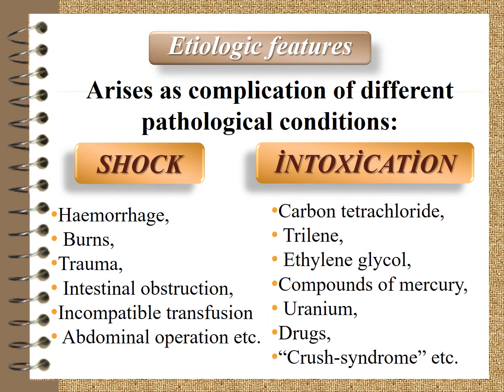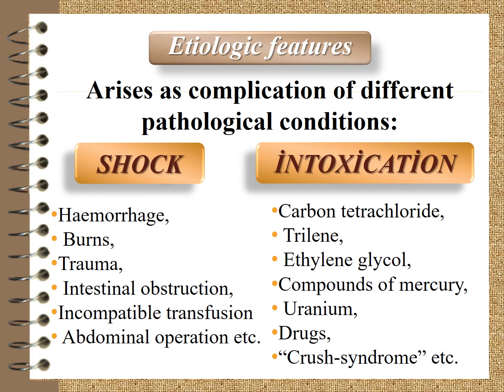Acute tubular necrosis arises as a complication of different pathological conditions and may be classified as either ischemic or toxic. Ischemic ATN occurs when the tubular cells do not get enough oxygen. It is caused by a shock state of any reason, for example, due to hemorrhage, burn, trauma, acute intestinal obstruction, incompatible blood transfusion, abdominal operations, etc. Toxic ATN occurs when the tubular cells are exposed to toxic substances.